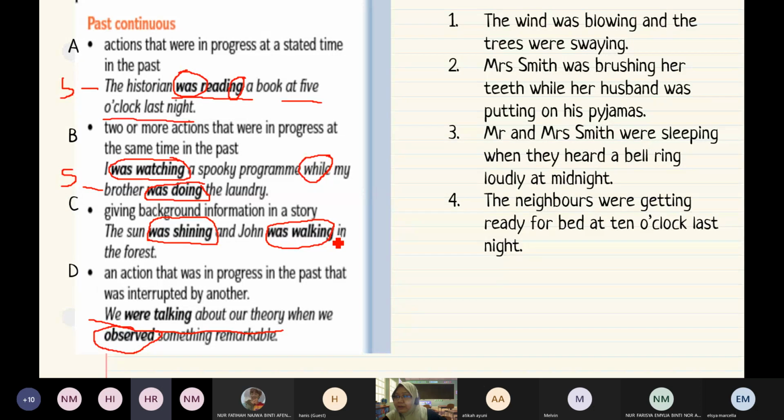Okay, all right. First one, Sharvina. The wind was blowing and the trees were swaying. Sharvina? Where are you? Yes, teacher. Okay, so which description explain sentence number 1?